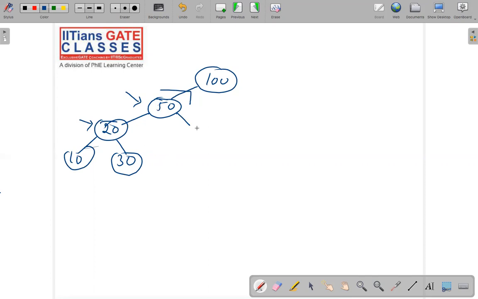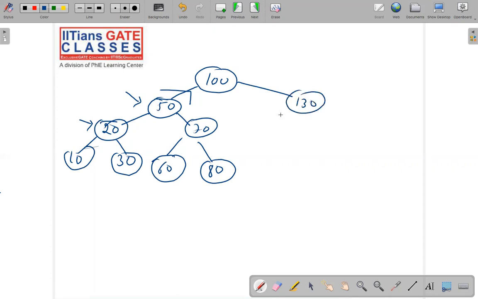Similarly, on the right side, all the nodes will be greater than 70. Okay, so we have 60 here and 80 here. 80 is greater than 70. So this follows for all the nodes, and this makes finding the nodes easier, right? So 130, 110, and 140 here, something like this. So this is one example of binary search tree.